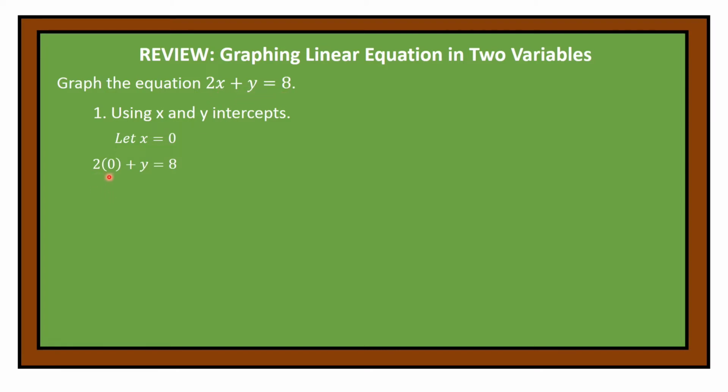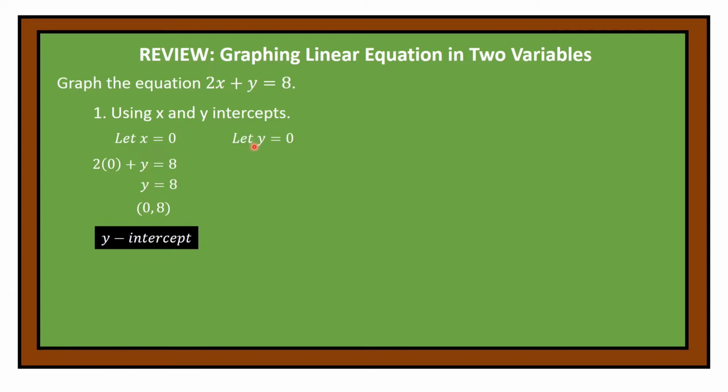So, 2. And then, ang x will be replaced by 0. Kaya, 2 times 0 plus y is equal to 8. So, the answer is 2 times 0. So, 0 na siya. Kaya, ang natira ay y equals 8. So, nakuha natin ang first ordered pair which is (0, 8). And then, yan yung tinatawag nating y-intercept.